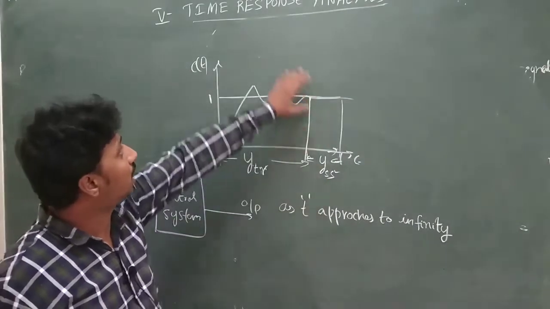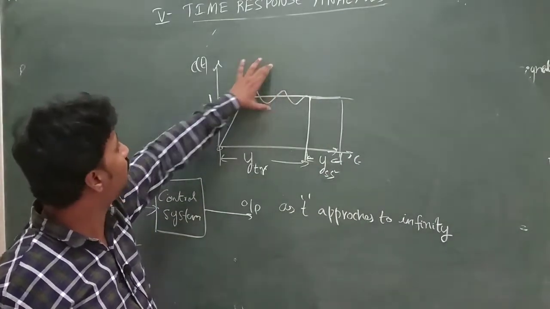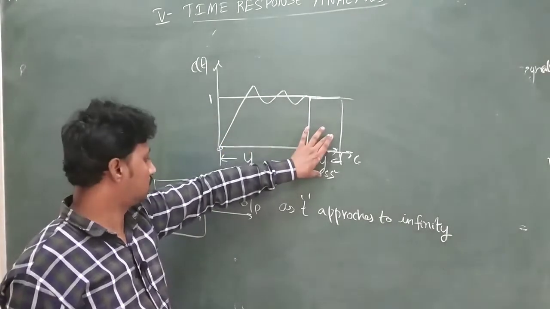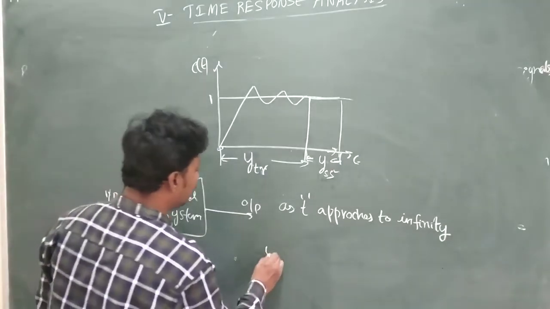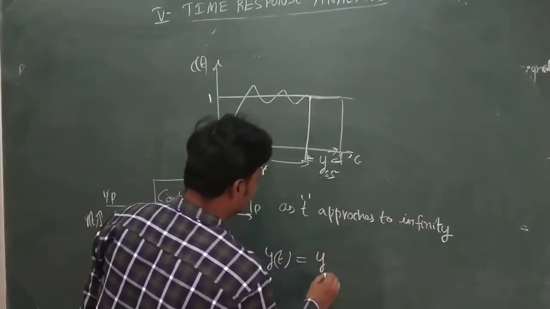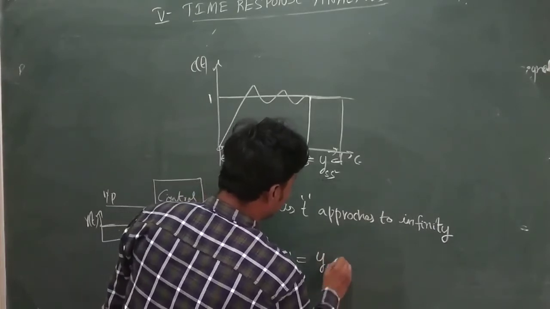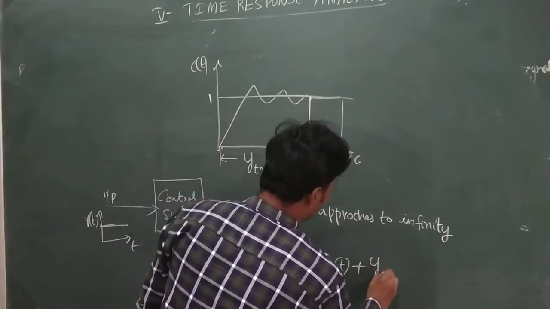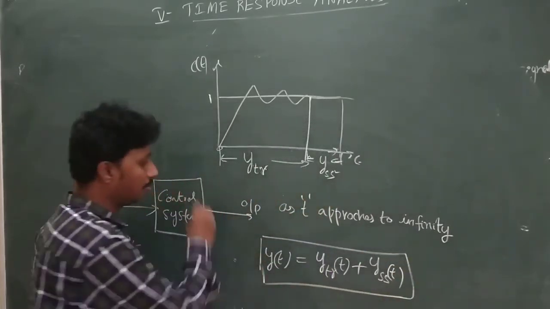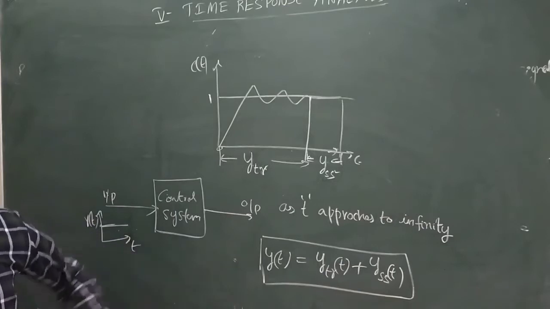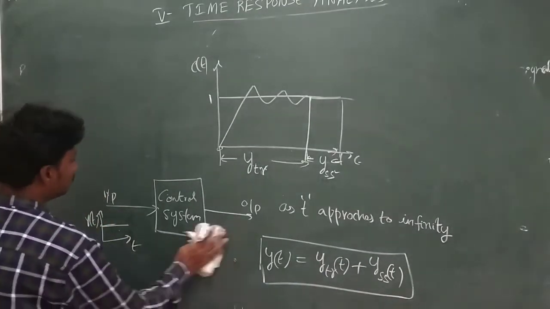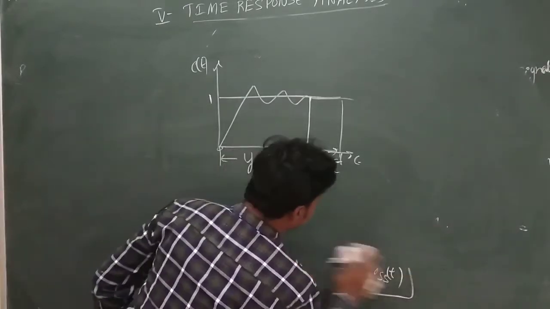So time response has two components. One is the transient response and the other is the steady state response. So the final response you will write as y of t is equal to y_tr of t plus y_ss of t. So this is the total response of the system. Now we are going to study test signals.